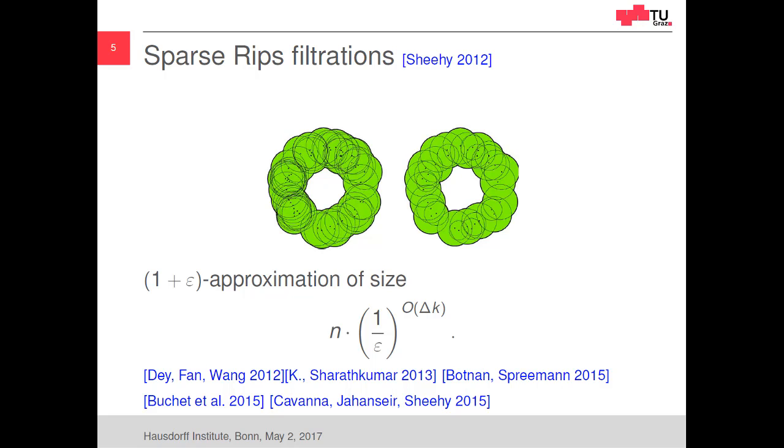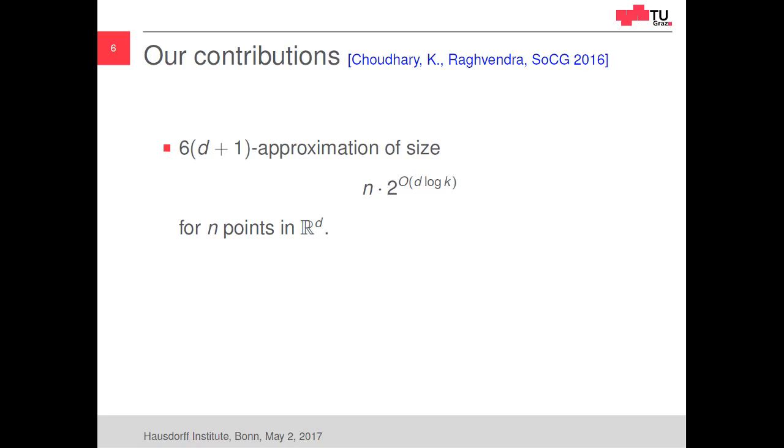Now, what I want to talk about is a different sort of approximation scheme. This is joint work with my student Aruni Choudhary and with Sharath Raghvendra. So our result is worse in 2 ways. First, instead of 1 plus epsilon, we only have an order of d approximation.